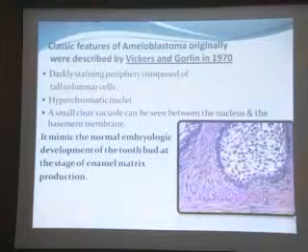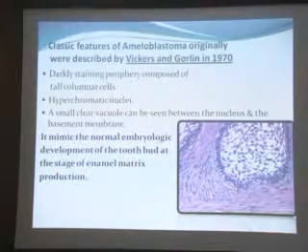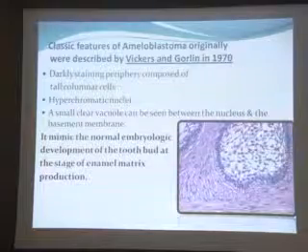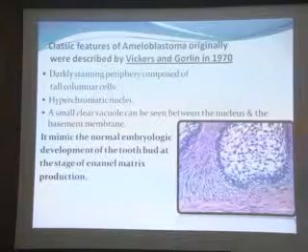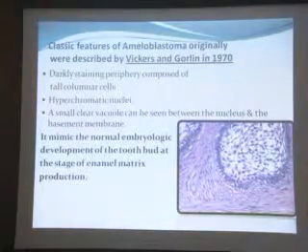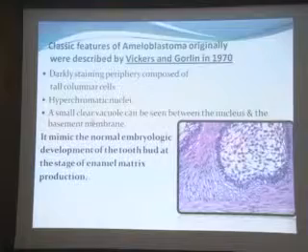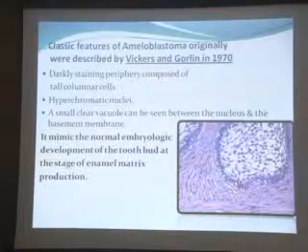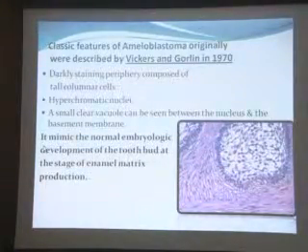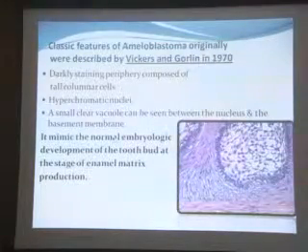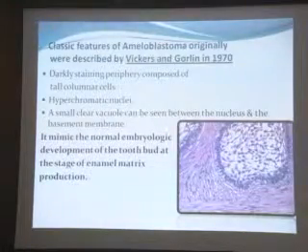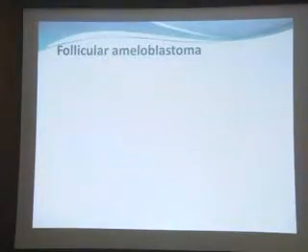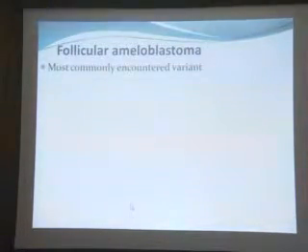So these three criteria: first, tall columnar cells with all the nuclei at one place, called the palisaded or tombstone arrangement. The nuclei are hyperchromatic, and the clear vacuole between the basement membrane and the nucleus is called the subnuclear vacuole. Specifically, it mimics the normal embryologic development of the tooth bud at the stage of enamel matrix production.